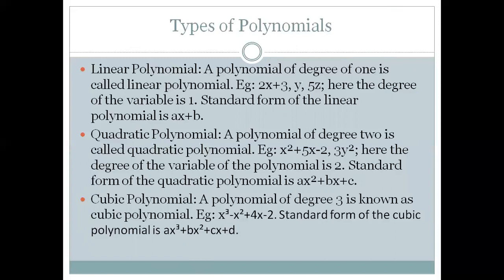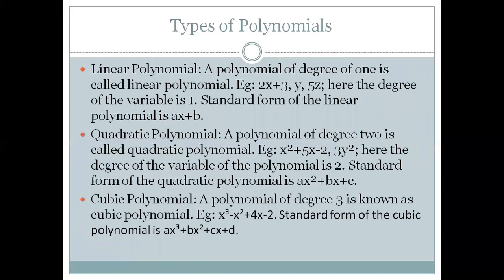Now, the cubic polynomial. A polynomial of degree 3 is known as cubic polynomial. Example, x cube minus x square plus 4x minus 2. In this polynomial, the degree of this polynomial is 3, so it is a cubic polynomial. The standard form of the cubic polynomial is ax cube plus bx square plus cx plus d.